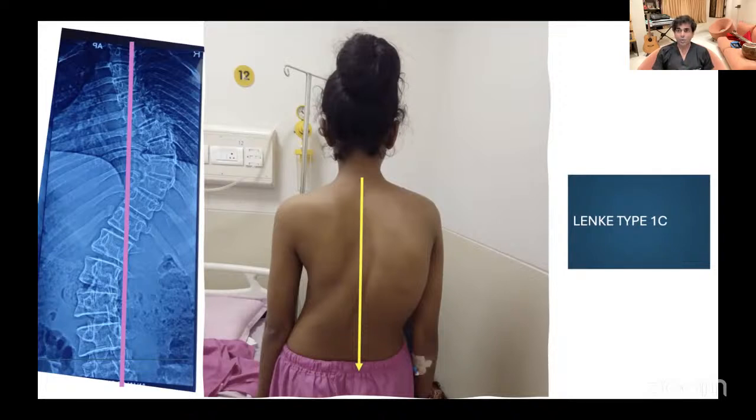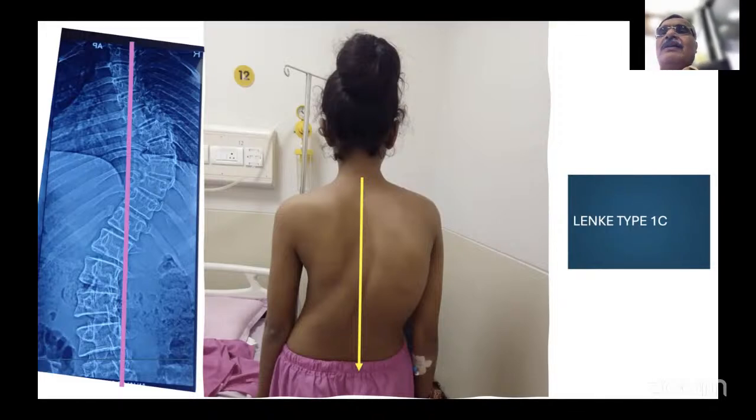What about Amit? What do you feel? Yeah, so I absolutely agree that this is a curve where you can go for a selective thoracic fusion. I would definitely go up to T2. As you say, it's my feeling that it is also a structural one, if we really measure in both the planes.